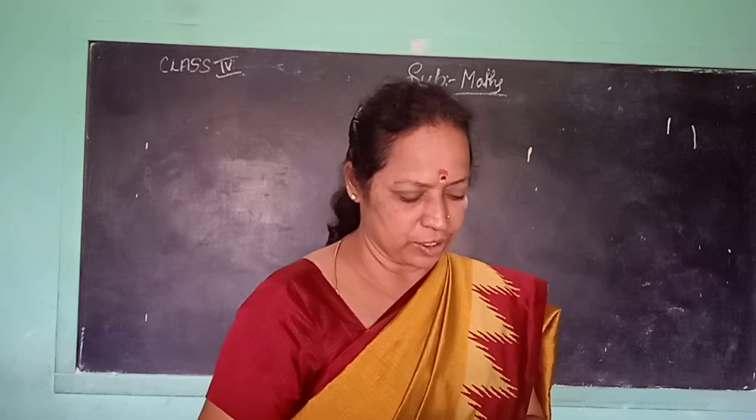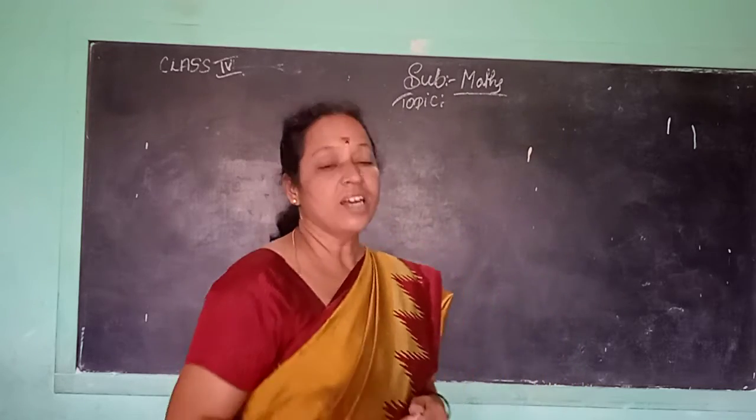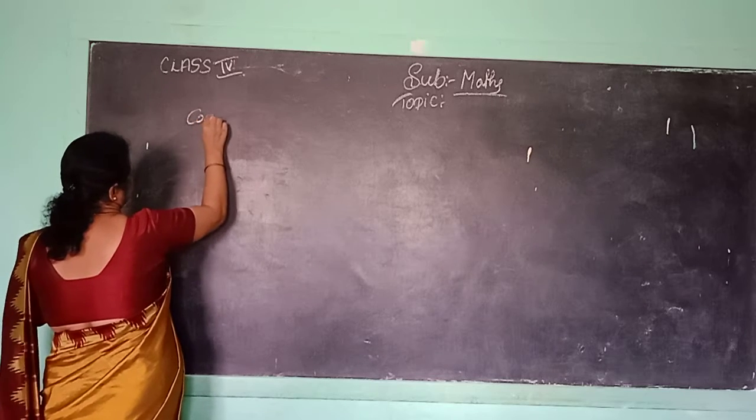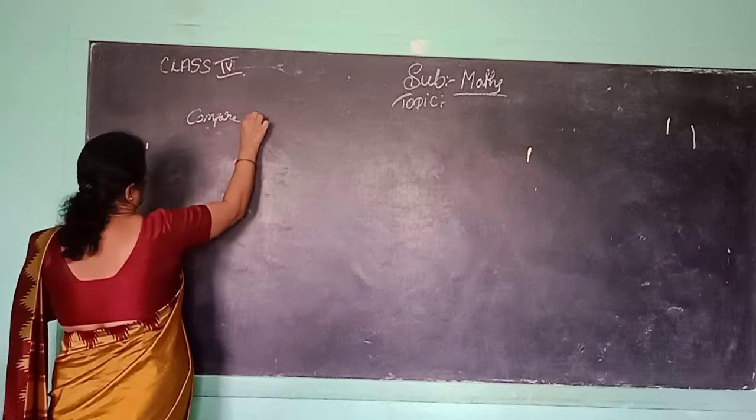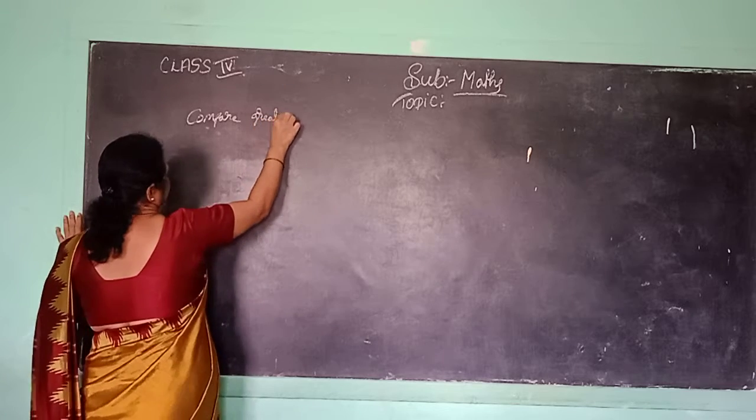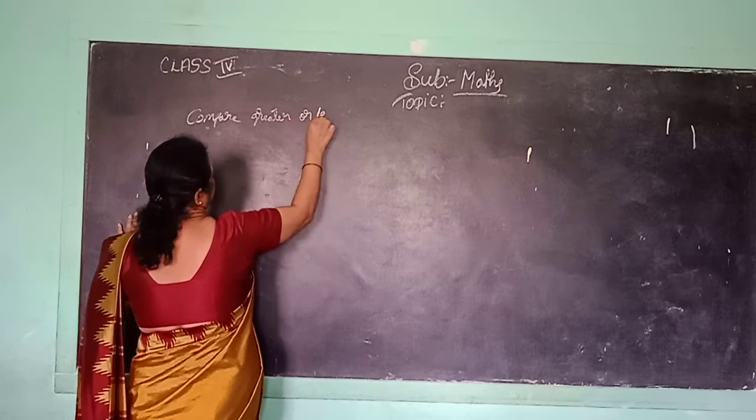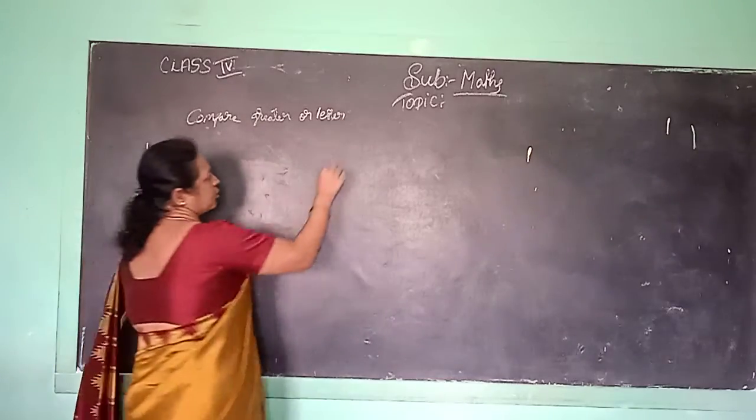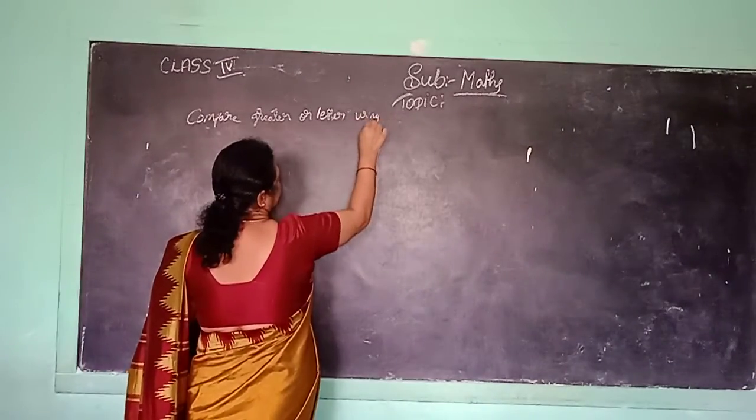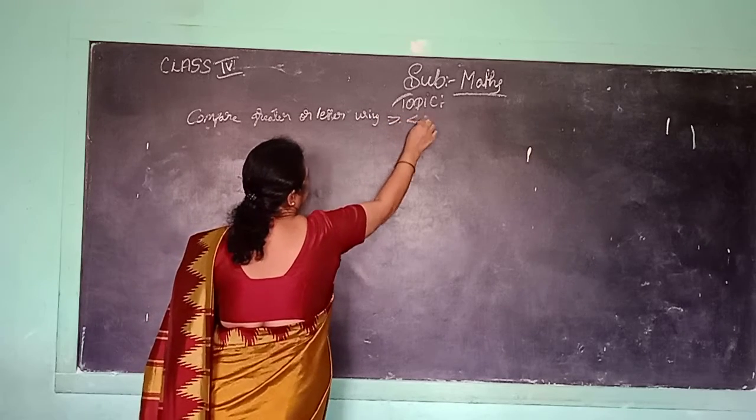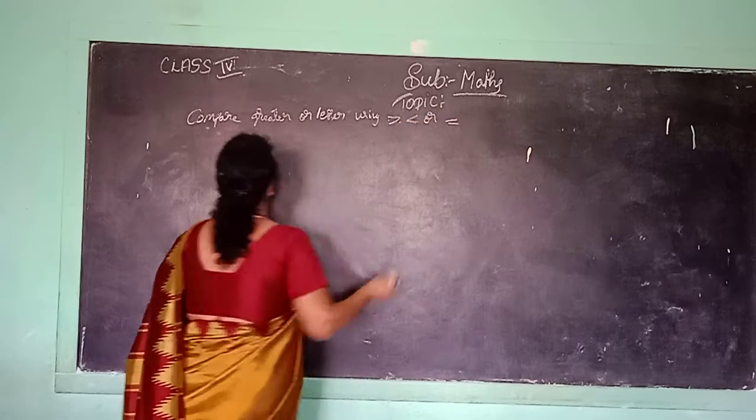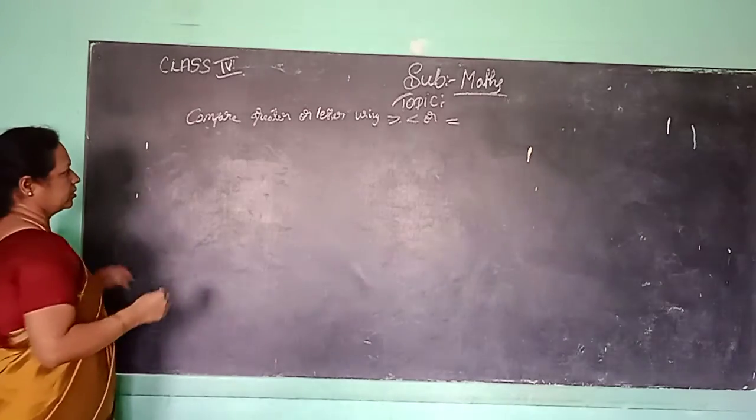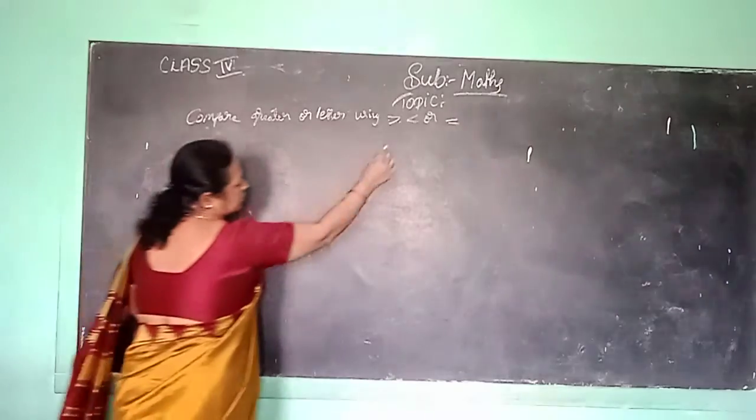So this time we have learned to compare greater or lesser. Greater or lesser, or largest and smallest, we have to do using a symbol. Using the greater, lesser or equal symbol. Compare it as greater, lesser or equal, using these symbols.